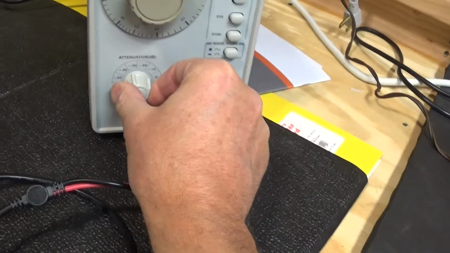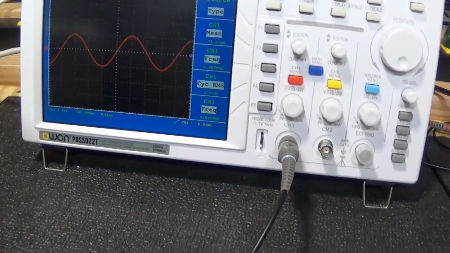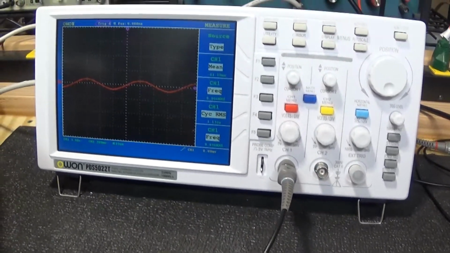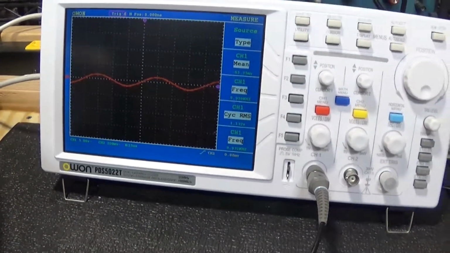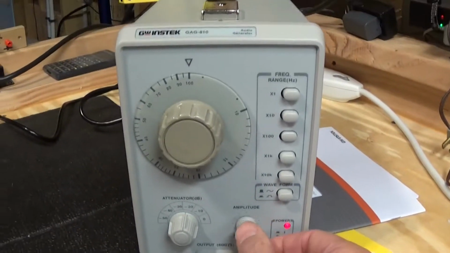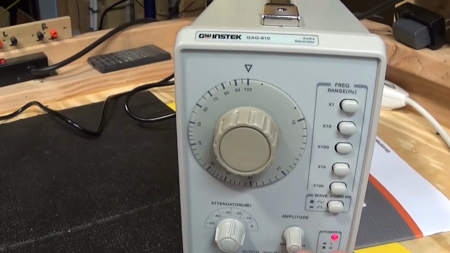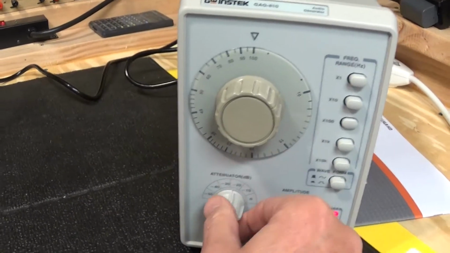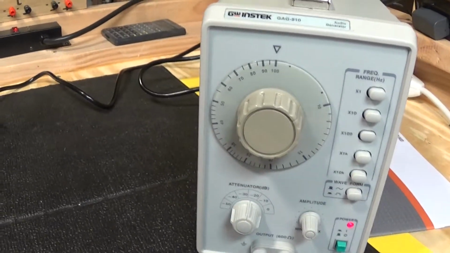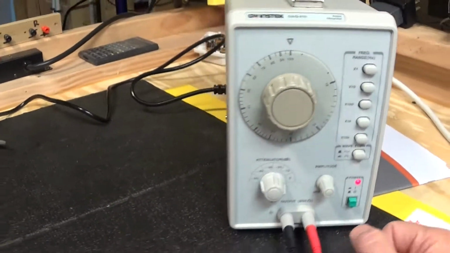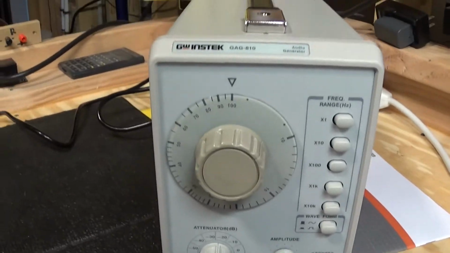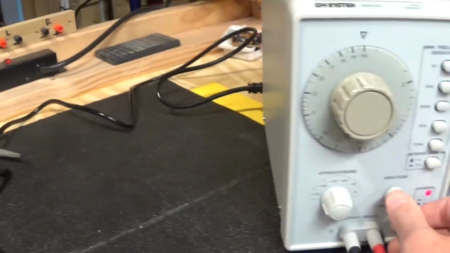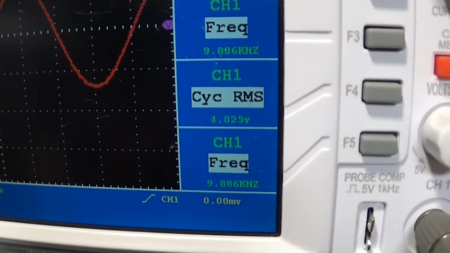I'm going to rotate this once to the left, and that just gets you down when you're working in the millivolt range. It gives you basically a finer adjustment of the voltage, of course. When you're on 0 attenuation, you get a very coarse adjustment. So this is basically like a coarse fine adjustment for amplitude. So let me go back up to around 5 volts.